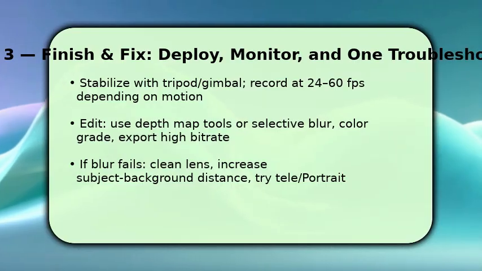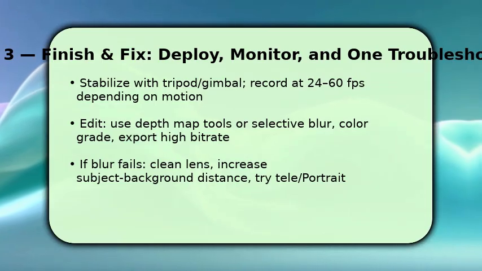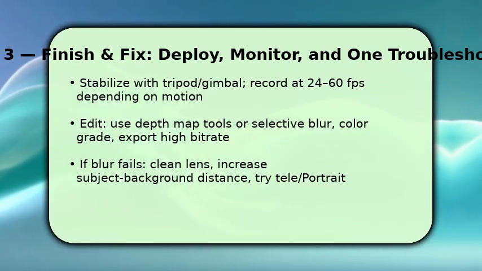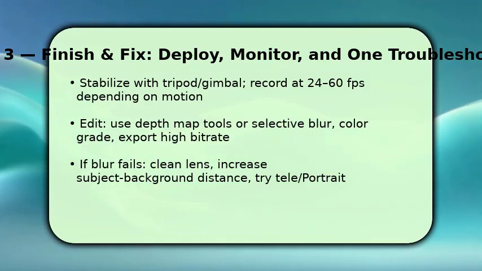Use a tripod or gimbal and choose 24-60 FPS depending on motion. Once recorded, import to an editor that supports depth maps or selective blurs because you can enhance separation and refine the bokeh in post. Color grade to preserve highlight shape and avoid posterization.